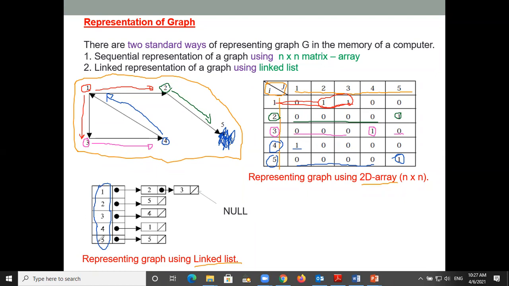Okay, then after that, now see here. This is the same thing. From the number 1, it is pointing to the number 2. And then after that, it is pointing to the number 3.